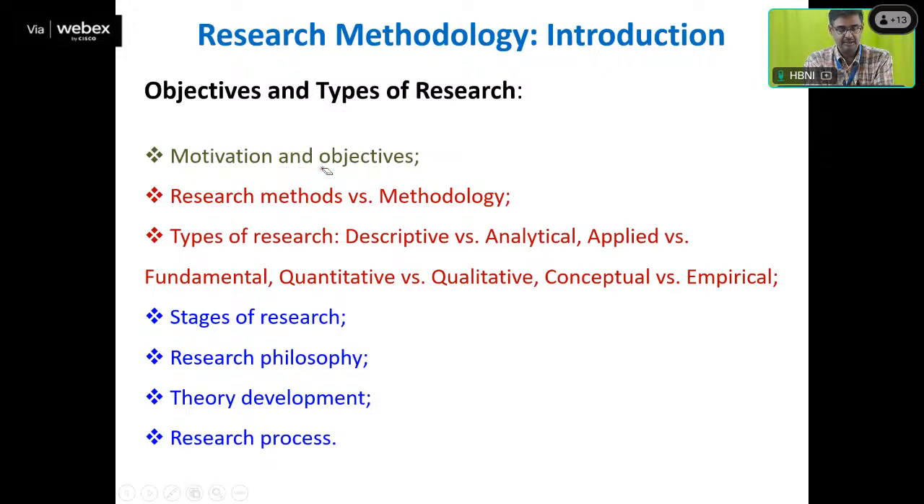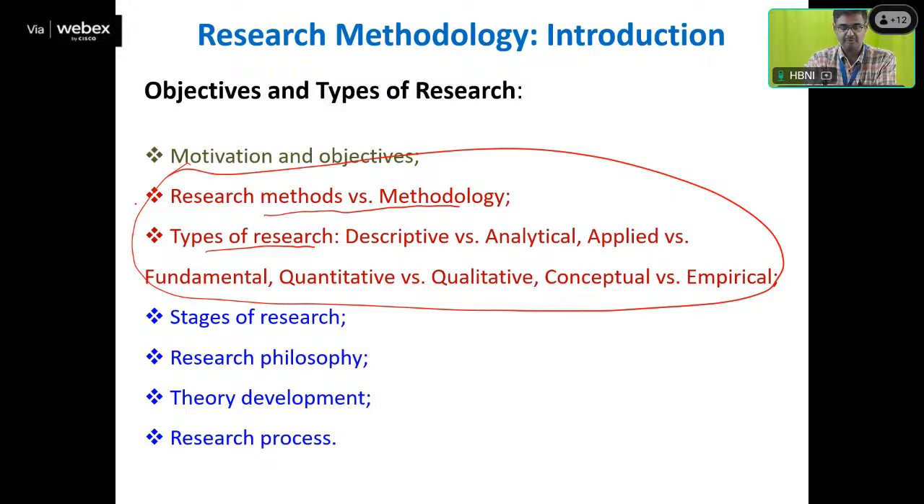Today we will go ahead with 2 topics which are marked in red. This is research methods versus methodology. What is that? And then types of research. In types of research, we will discuss mainly 4 types. The first one is descriptive versus analytical. What do you understand by descriptive research or analytical research?